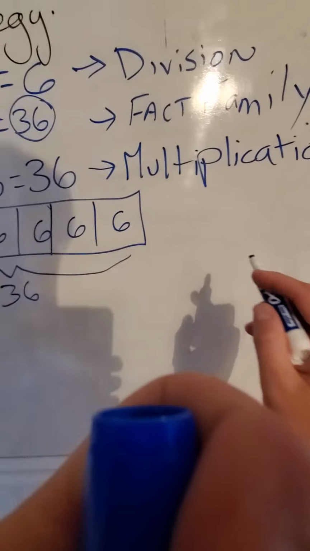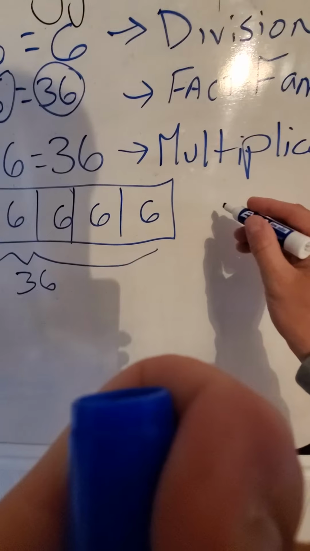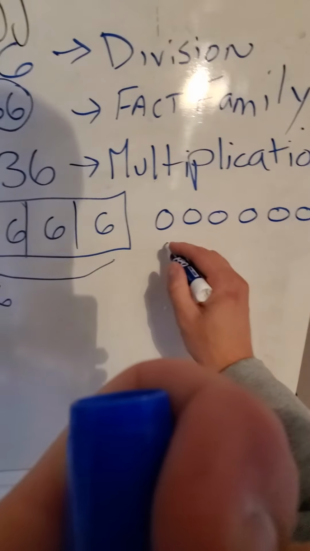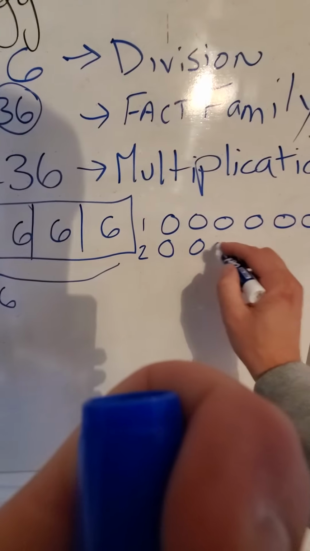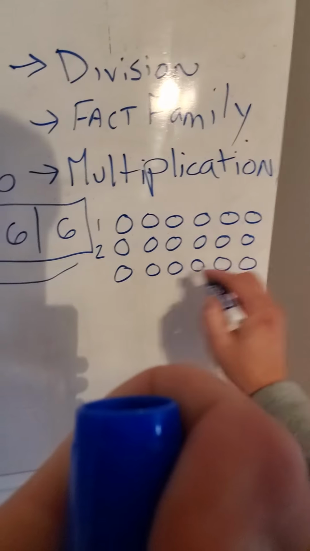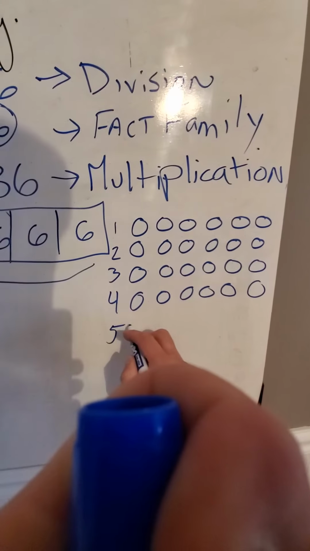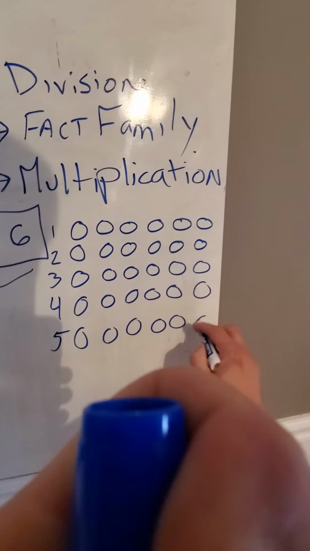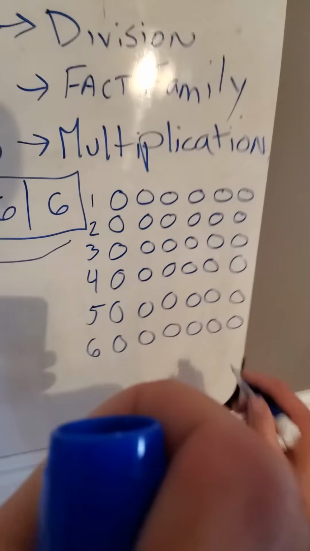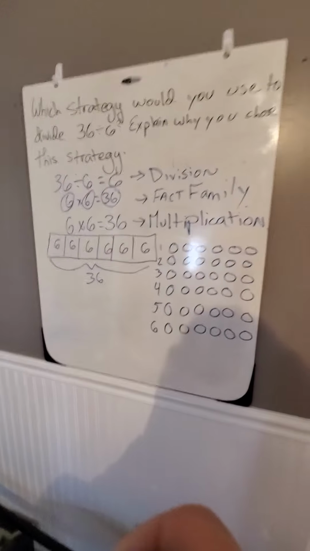Or I know a lot of you like arrays, so if I know I have 36 and I'm dividing it by 6, I could do 6 groups. So 1, 2, 3, 4, 5, 6. That's 1, 7, 8, 9, 10, up to 36. I got the 36, 6 rows of 6. So these are all different strategies in which you can use to solve this first problem.